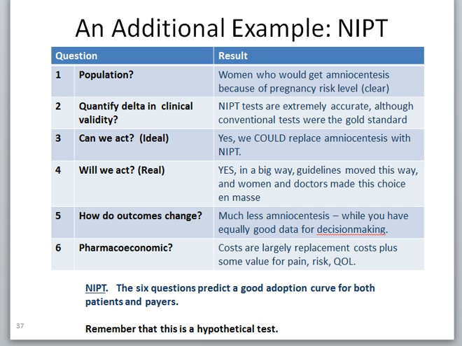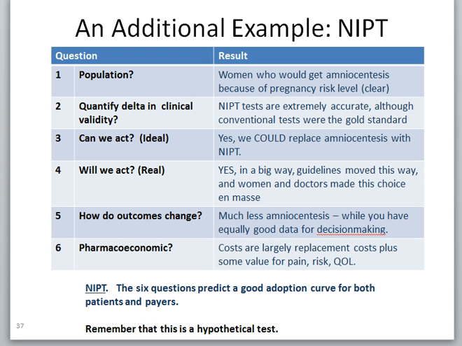This one is non-invasive prenatal testing. This is a maternal blood test to diagnose Down syndrome in a woman who's pregnant. What's the population? Women who would get amniocentesis because of existing guidelines for their pregnancy risk level. So that's pretty clear. How would we quantify the delta in clinical validity? Well, the NIPT tests are extremely accurate, and that's based on a gold standard. They're 98, 99% or more accurate.